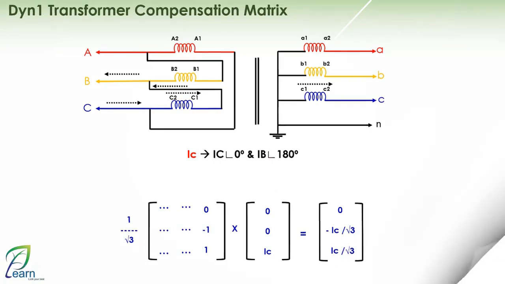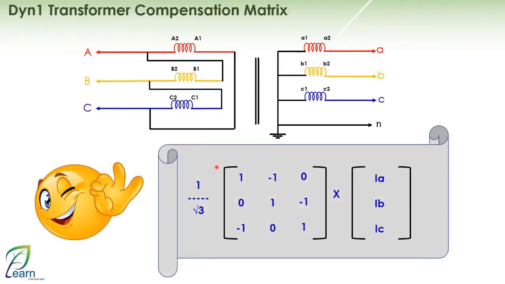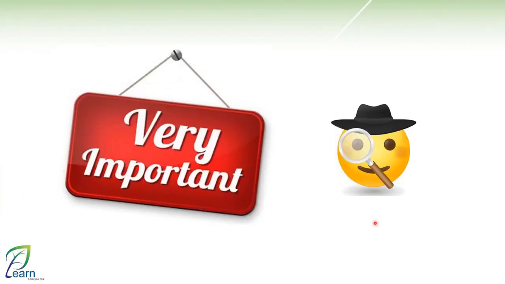Very nice. And thus overall you will find that matrix number 1 has become 1 over the square root of 3, and you have 1, 0, -1, -1, 1, 0, 0, -1, 1 multiplied by IA, IB, IC. Very nice. Now we want to talk about a very important point.